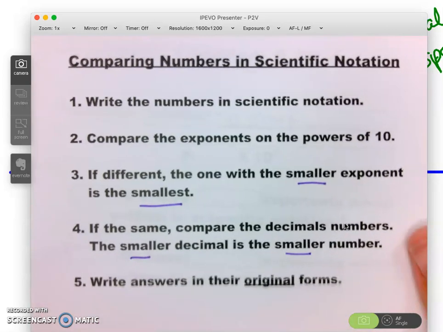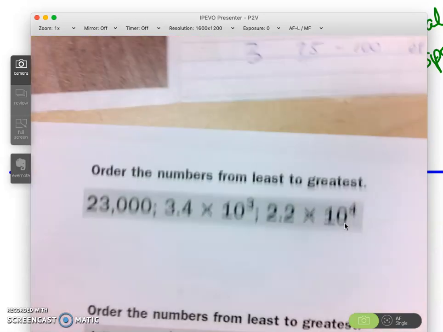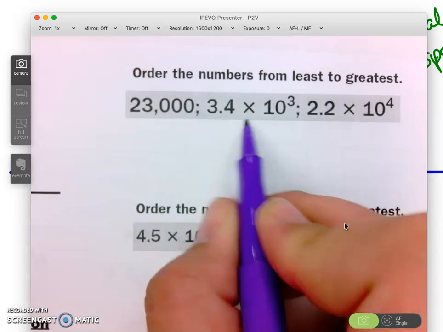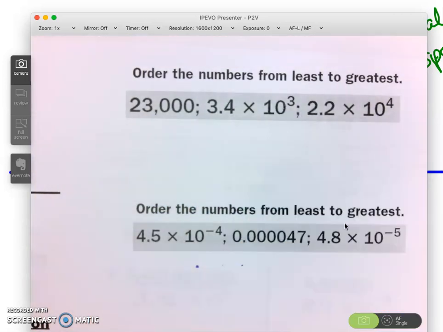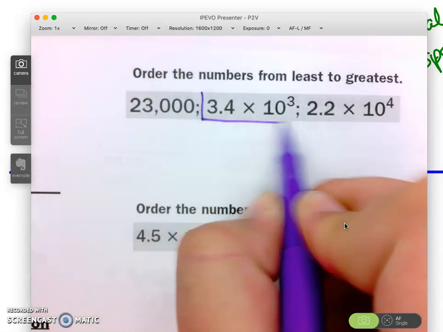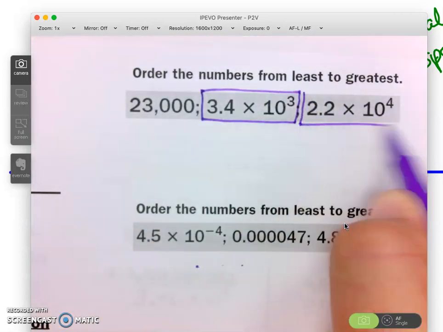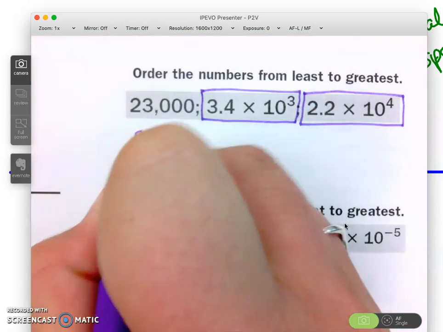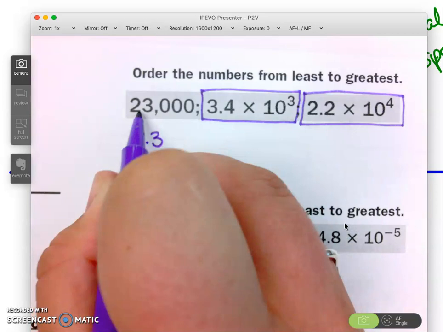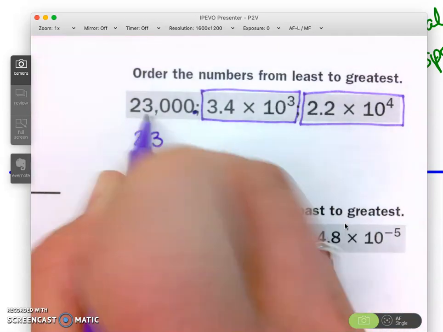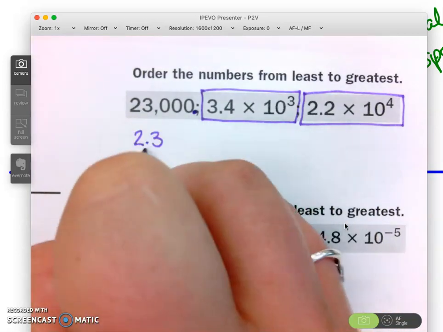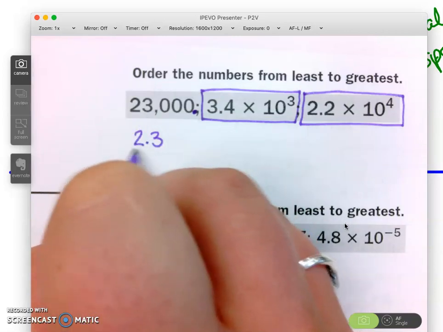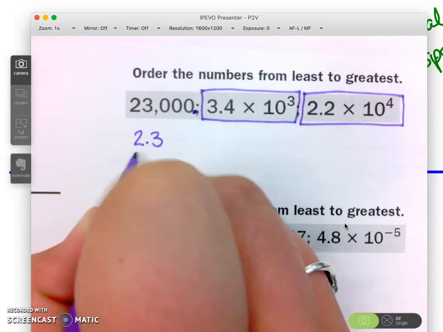Okay? So first, order these numbers. We want to write them all in the same form. So here we have two numbers that are in scientific notation, and then this one is not. So I want to write this one in scientific notation. Remember, I want my decimal to be between the two numbers. So this number right here has only one digit to the left of the decimal.